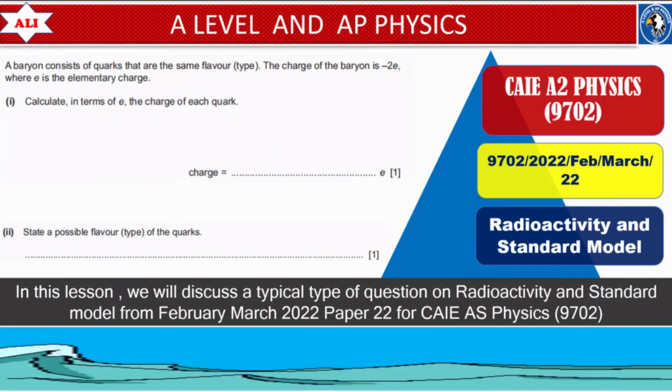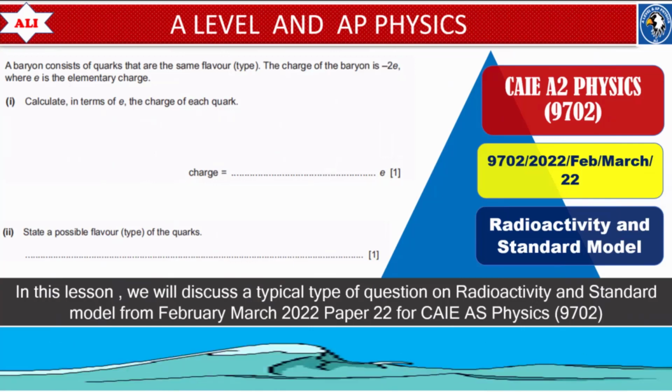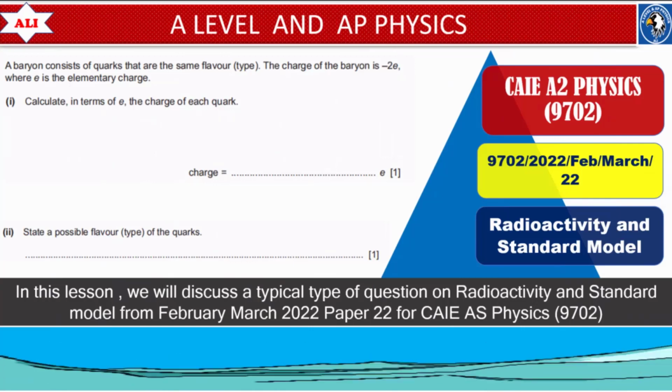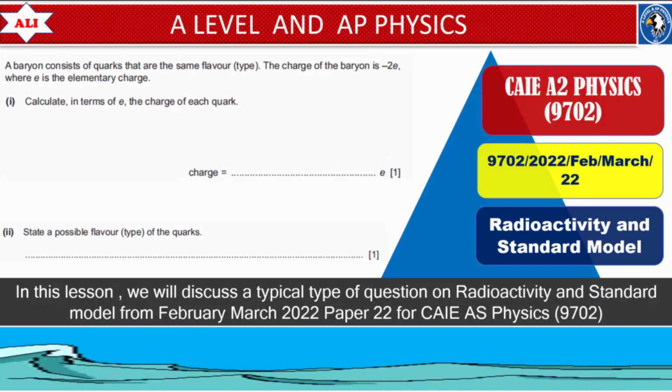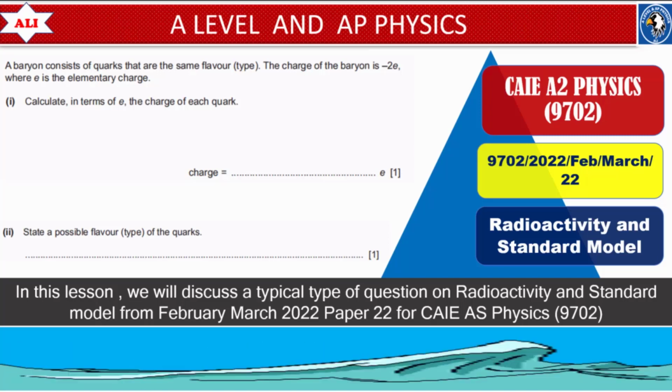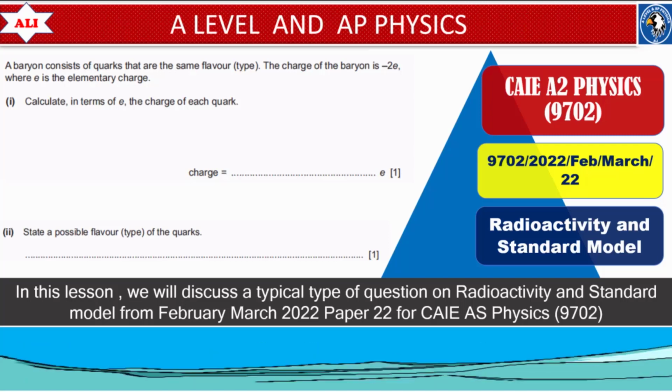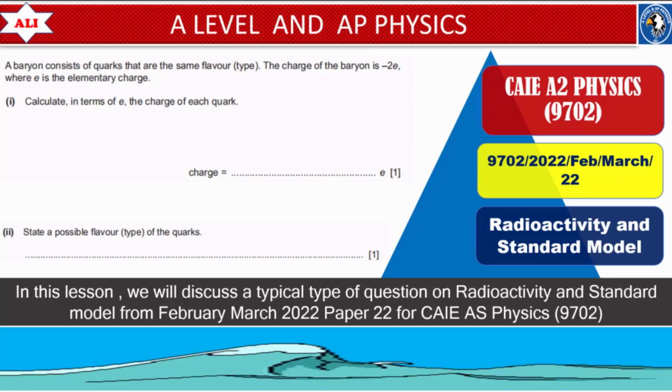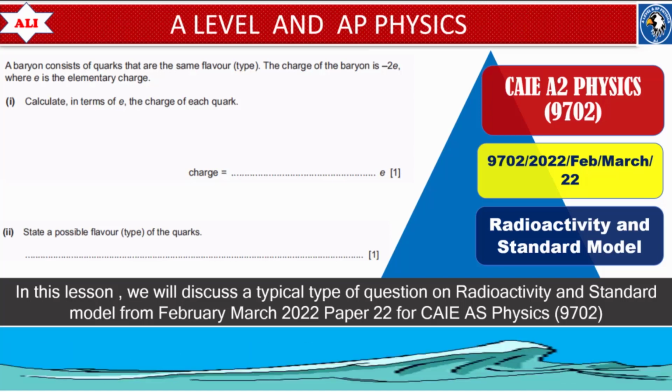Welcome to A-Level and AP Physics. In today's lesson, we will discuss one very important past paper question on radioactivity and the standard model for March 2022, paper 2, variant 2. In this lesson, we will discuss what leptons are and what kind of leptons are produced in any beta plus decay.